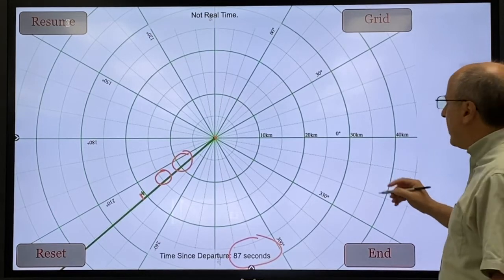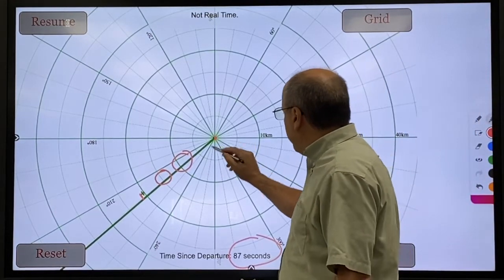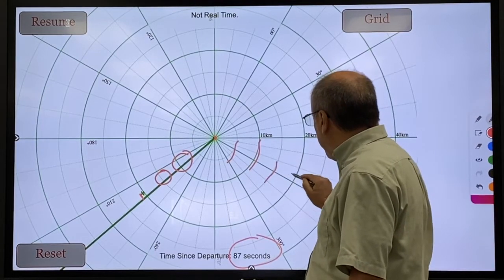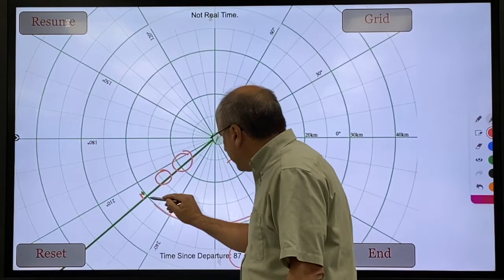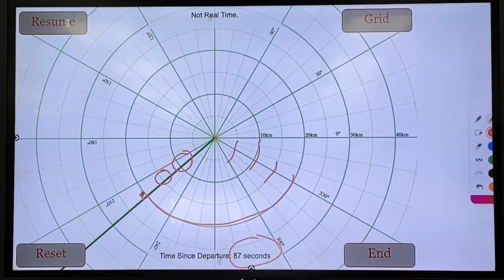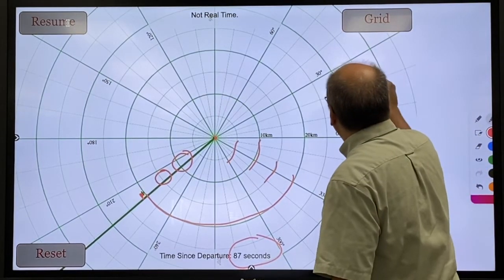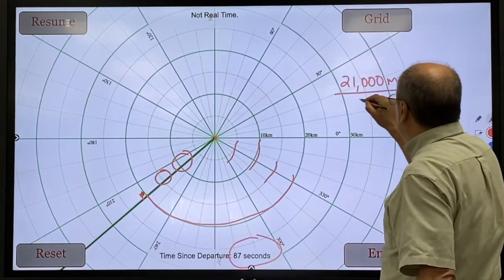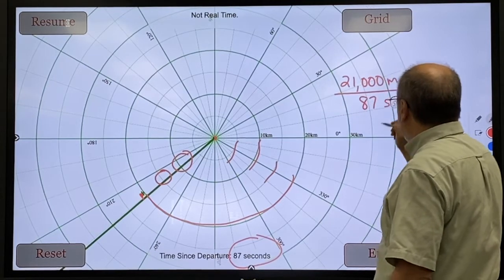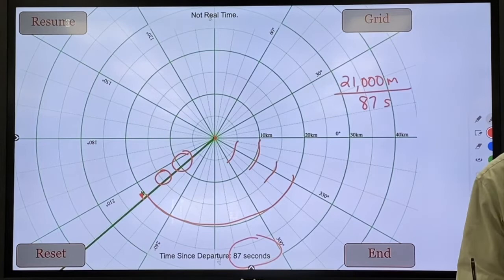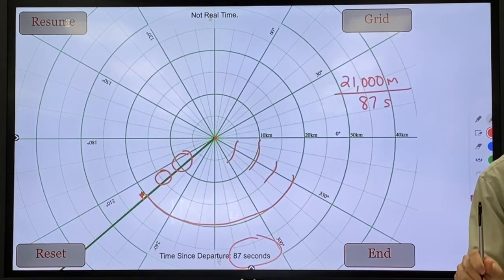So to get the velocity, you need to know how many meters it traveled. And you'll see this is 5 kilometers, 10 kilometers, 15, 20 kilometers. You want to go by the nose of the airplane. Okay, so this is maybe 21 kilometers. And it took 87 seconds to travel. So you divide those two, and that will tell you how fast it went. That's not velocity, that's speed.